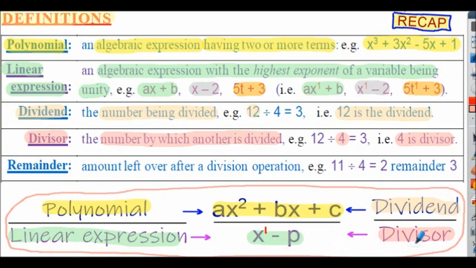Term remainder, this is the quantity left over after a division operation. So if we consider the calculation 11 divided by 4, 4 divides into 11 twice completely, giving us 8, with remainder 3.